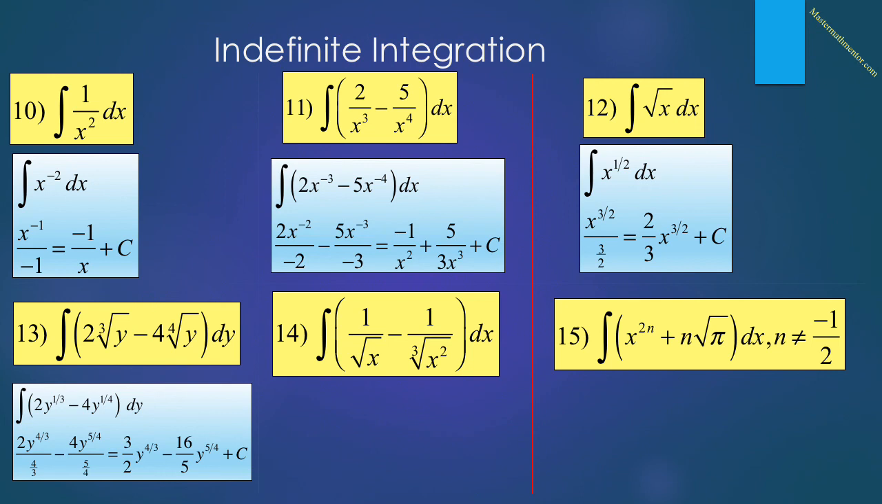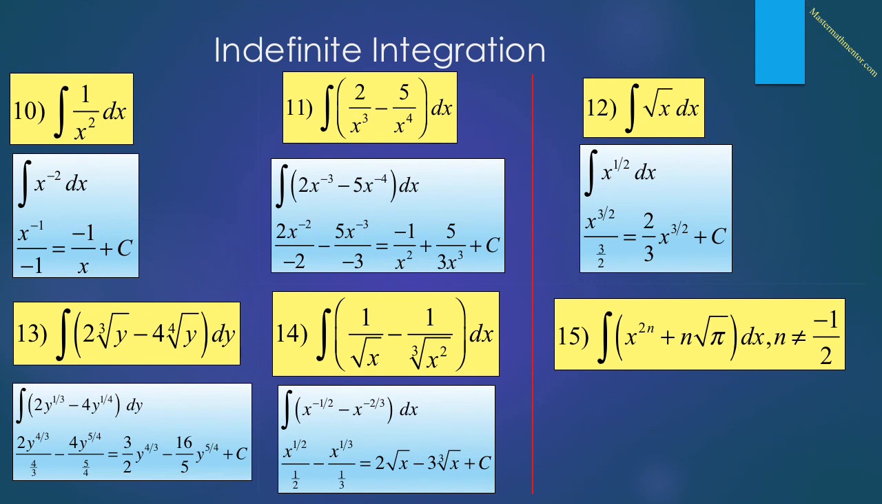Integrating, we add 1 to each of the powers, so we get 2y to the 4/3 over 4/3 minus 4y to the 5/4 over 5/4. And inverting the denominators and reducing, we get 3/2 y to the 4/3 minus 16/5 y to the 5/4 plus c.